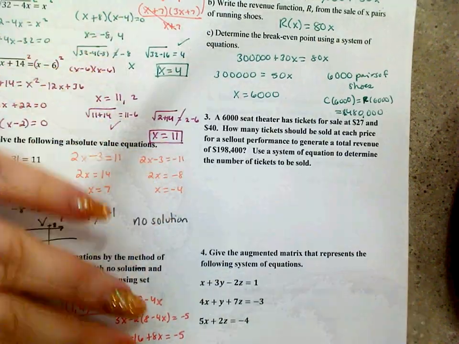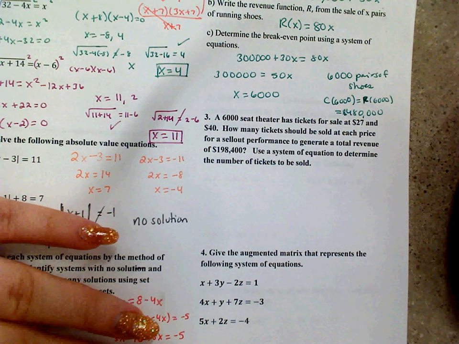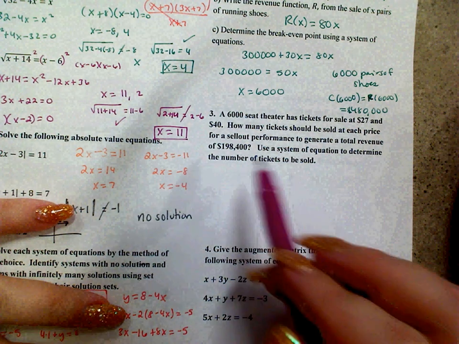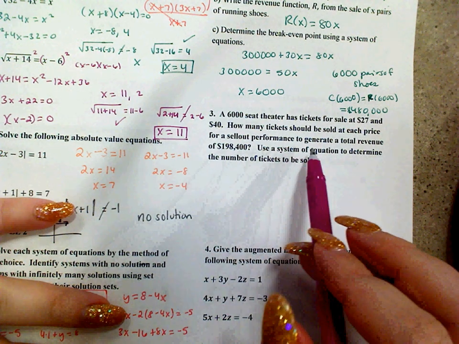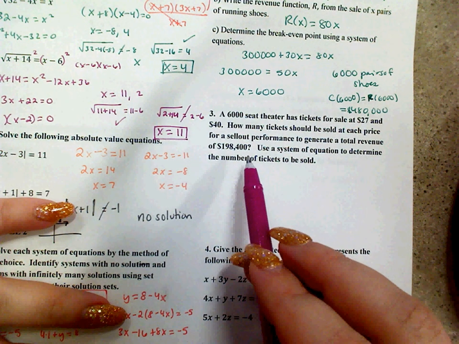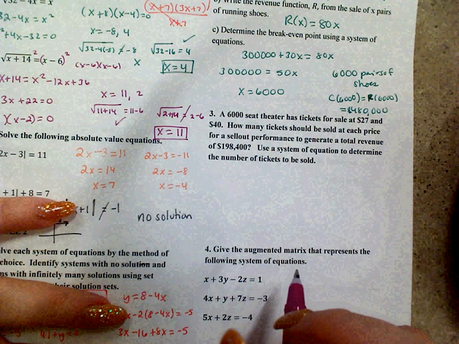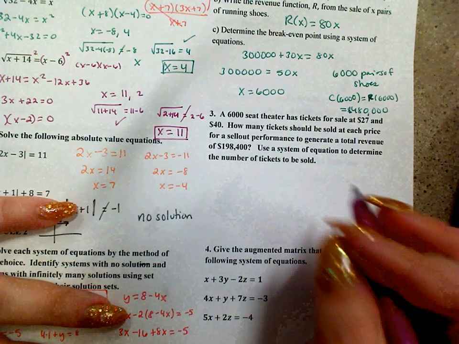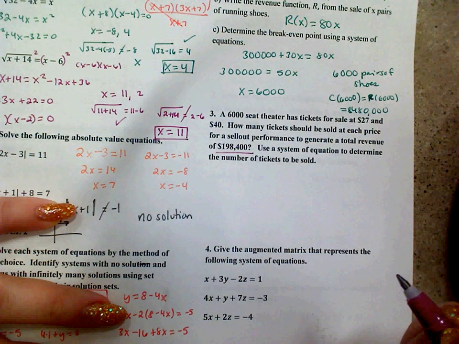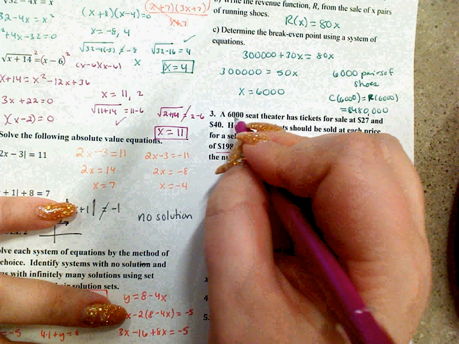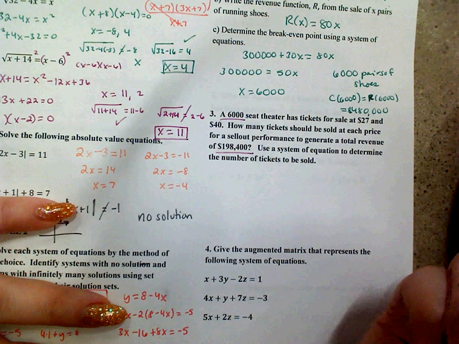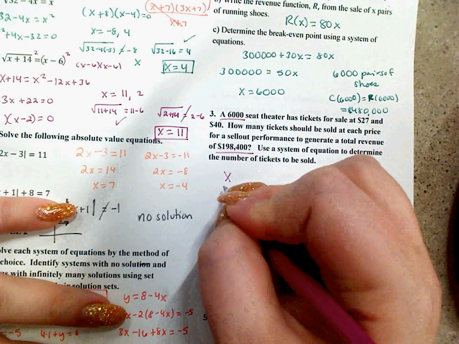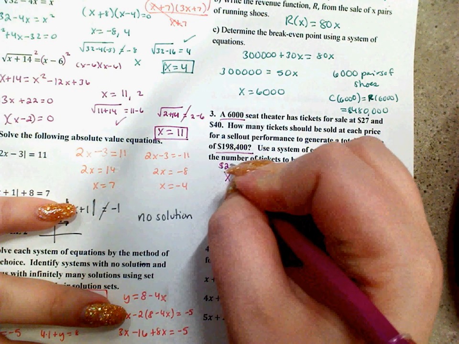A 6,000 seat theater has tickets for sale at $27 and $40. How many tickets should be sold at each price for a sellout performance to generate a total revenue of $198,400? Use a system of equations to determine the number of tickets sold. So this is a total amount of money brought in. This is a total number of seats. So we have two different things going on. We have seats sold for $27, and then we have seats sold for $40.